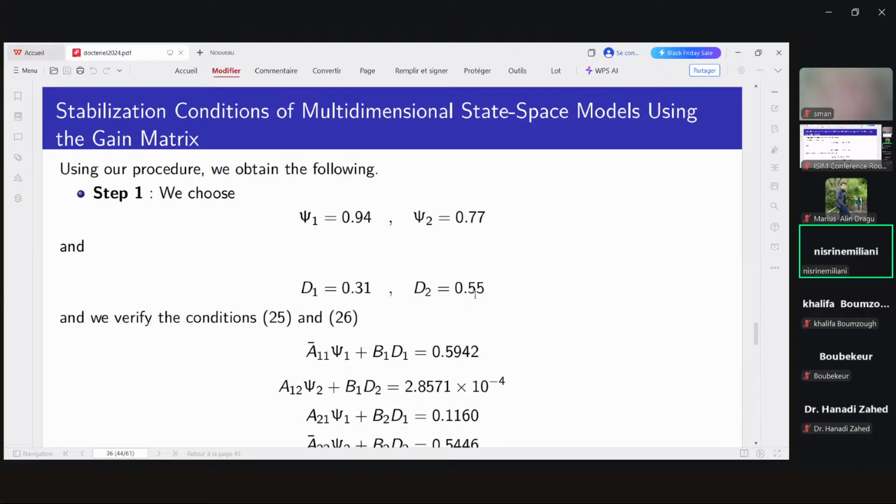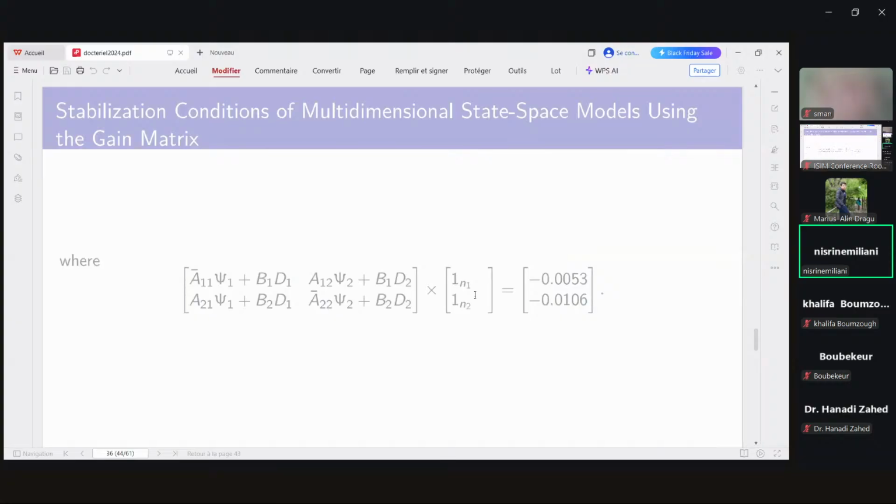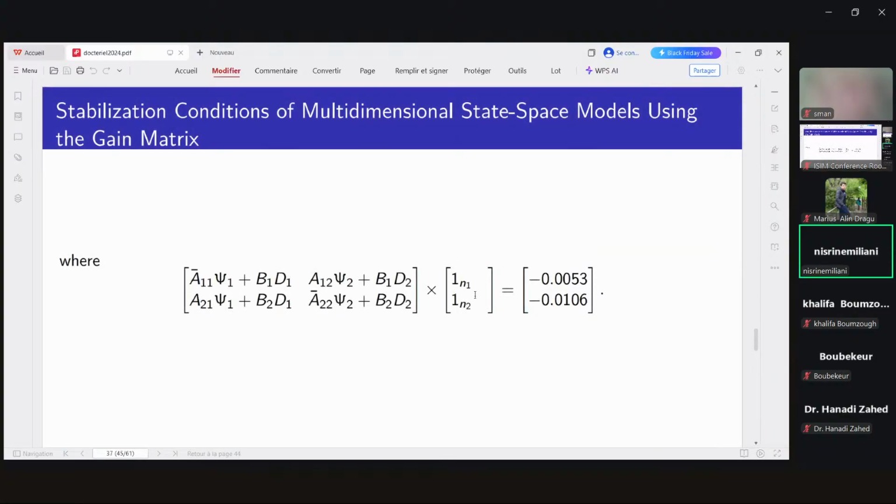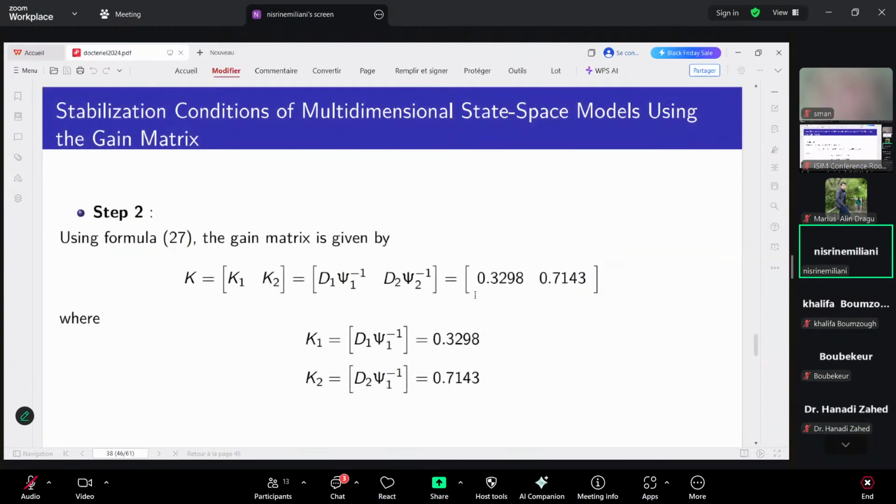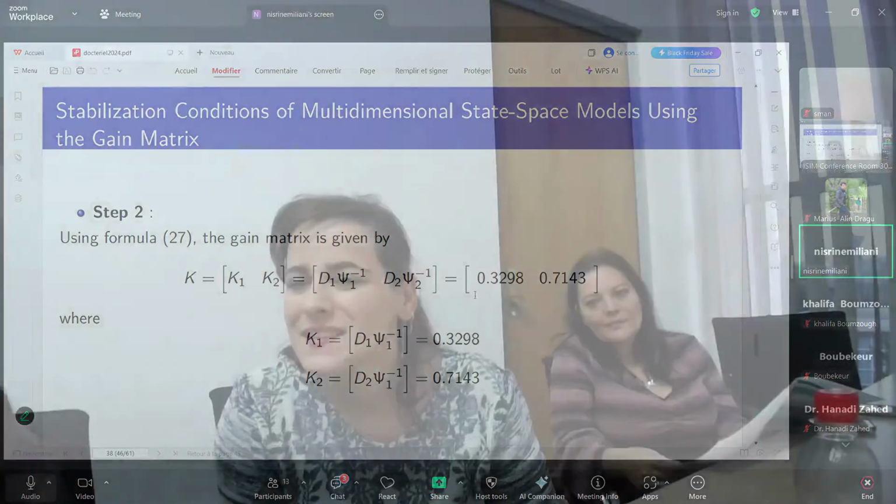In step 1, we choose phi 1 and phi 2 satisfying the condition, and D1, D2, and we verify the condition precedent, where the conditions are satisfied. In step 2, using formula 27, the gain matrix is given by K equal this, given by this expression.